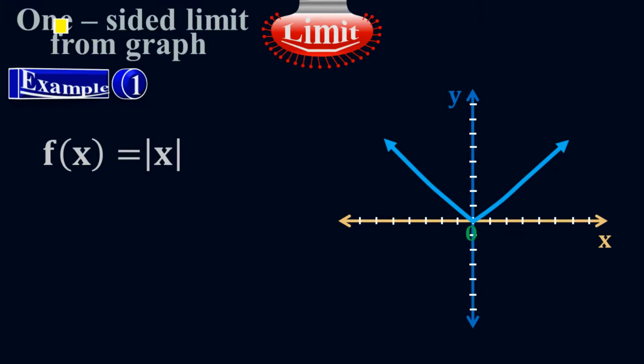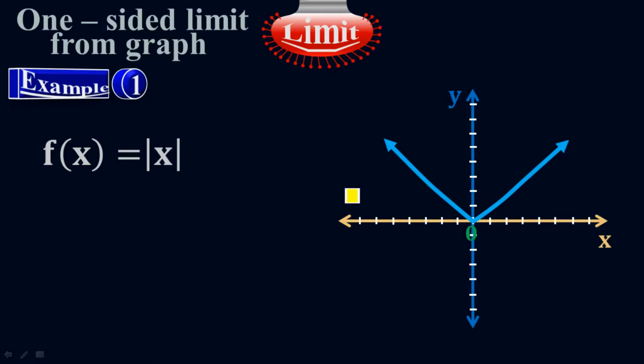But since we are going to find the one-sided limit from the graph, I need a graph for this function. So the graph of modulus x will be in this shape. This is the graph of modulus x, where it touches the x-axis at the origin here. Now, since we are talking about one-sided limit, we can approach the exact value either from the left side or from the right side. It must be from one side.